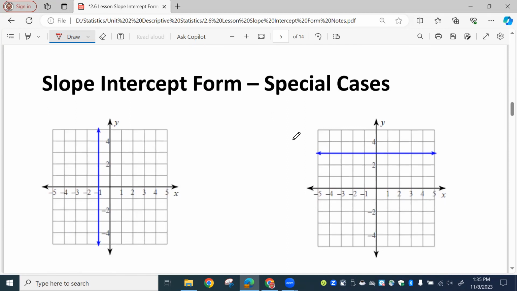Sometimes we have special cases. We talked about the special cases in the last lesson. We talked about the slope. So here we have undefined slope when we have a vertical line. And then for this one, we have 0 slope. Slope is equal to 0, this horizontal line. And we have special ways to write the equations of those lines.